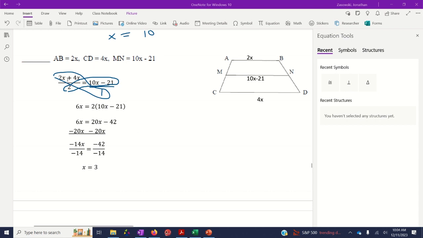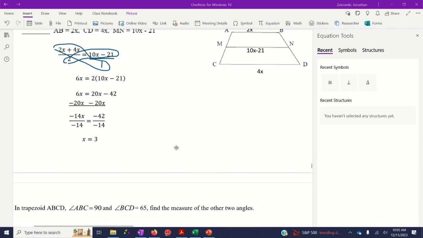If you wanted to instead do 6x and divide by 2, you can get 3x. Then you'll get the same idea here, where you'll end up with negative 7x equals negative 21, and then you'll end up with 3 as well. So a couple different options in terms of how to get this. But if this doesn't work out to be something that's divisible by 2 very easily, that's where our cross multiplying is going to come into play.